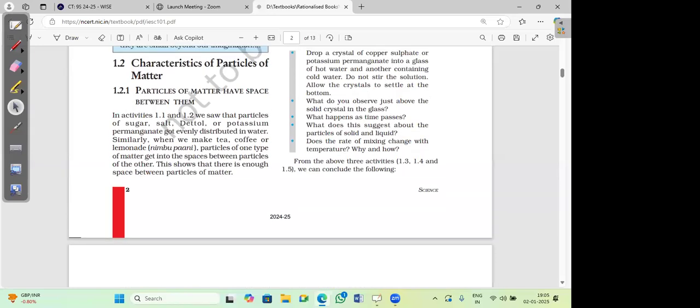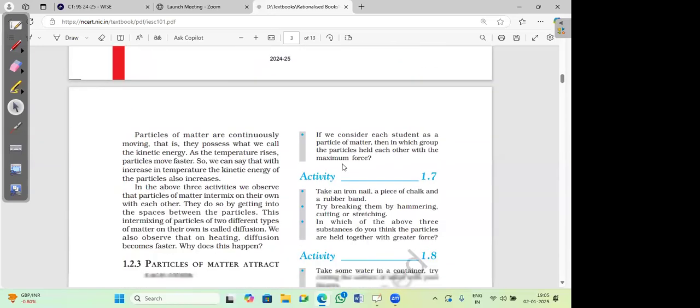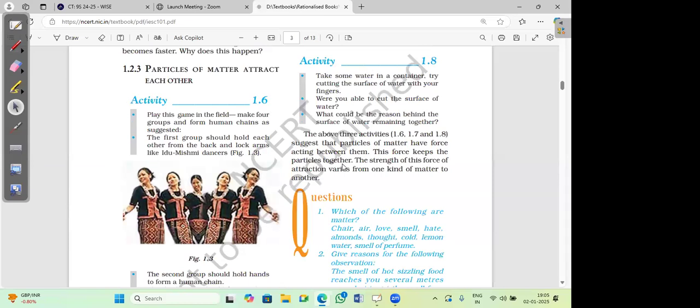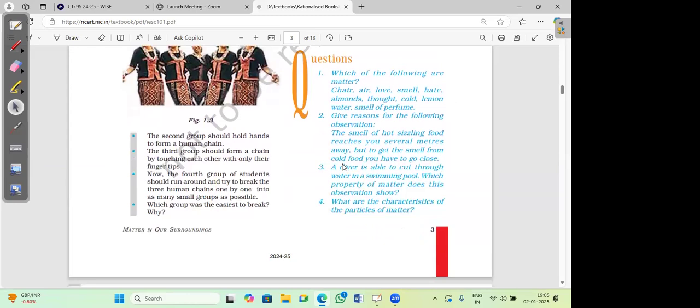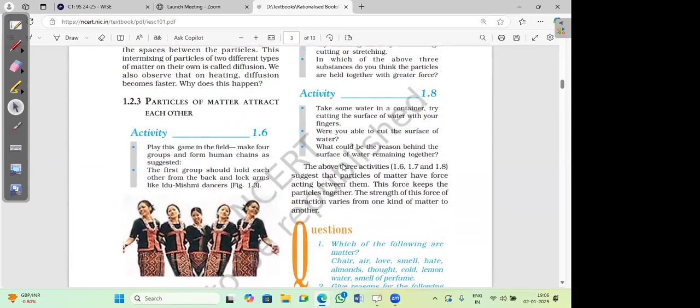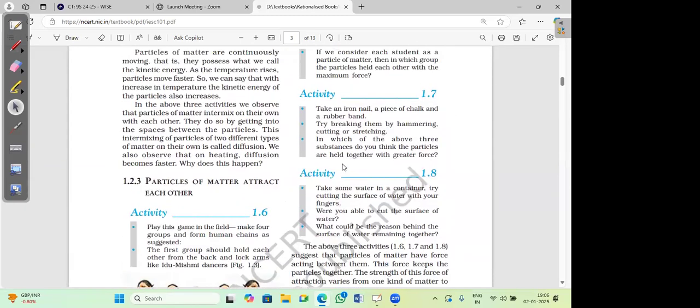So the particles of matter have space between them. Particles of matter are continuously moving. And the particles of matter attract each other. That is why they are holding every particle together. Okay. So particles of matter attract each other.